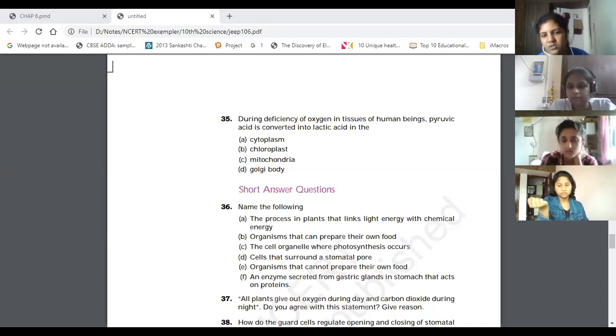Only some amount of oxygen is given out during daytime. Photosynthesis takes place and oxygen is given out, but the same oxygen is used for the respiration process. So the amount of oxygen released during daytime is less, but at night time the amount of carbon dioxide released is more.